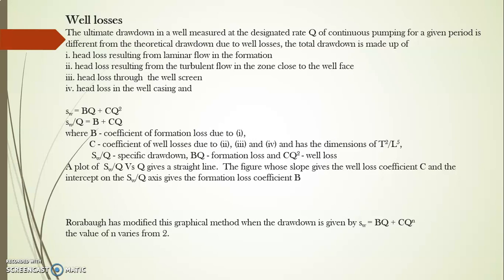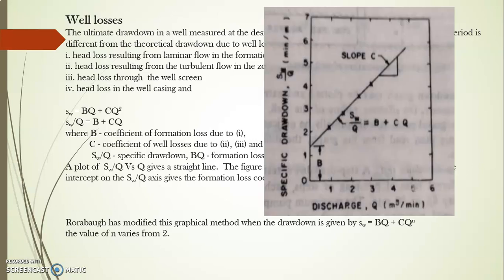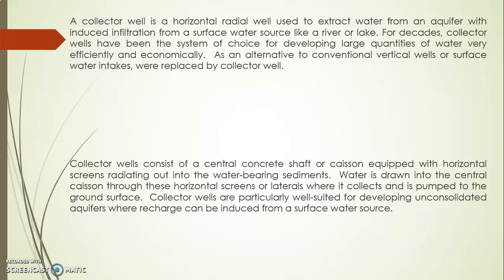A plot of Sw by Q versus Q gives you a straight line. The figure whose slope gives the well loss coefficient C and intercept on the Sw by Q axis gives the formation loss coefficient. So the image shown here is the graph between the specific drawdown Sw by Q and the discharge, and then the slope gives you the well loss. Rorabaugh has modified this graphical method when the drawdown is given by Sw equal to BQ plus CQ power n. The value of n varies from 2.